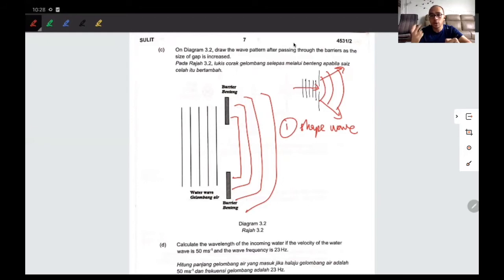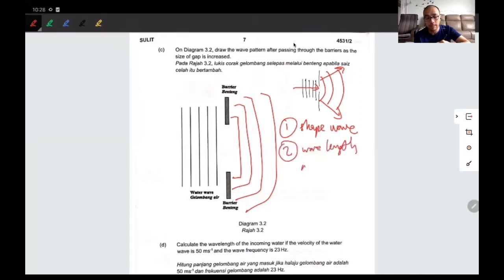So the way we show hardly an effect is by drawing boxy waves. Actually it is boxy, but it happens so fast that you don't really see it unless you use a stroboscope. The second mark is the wavelength.